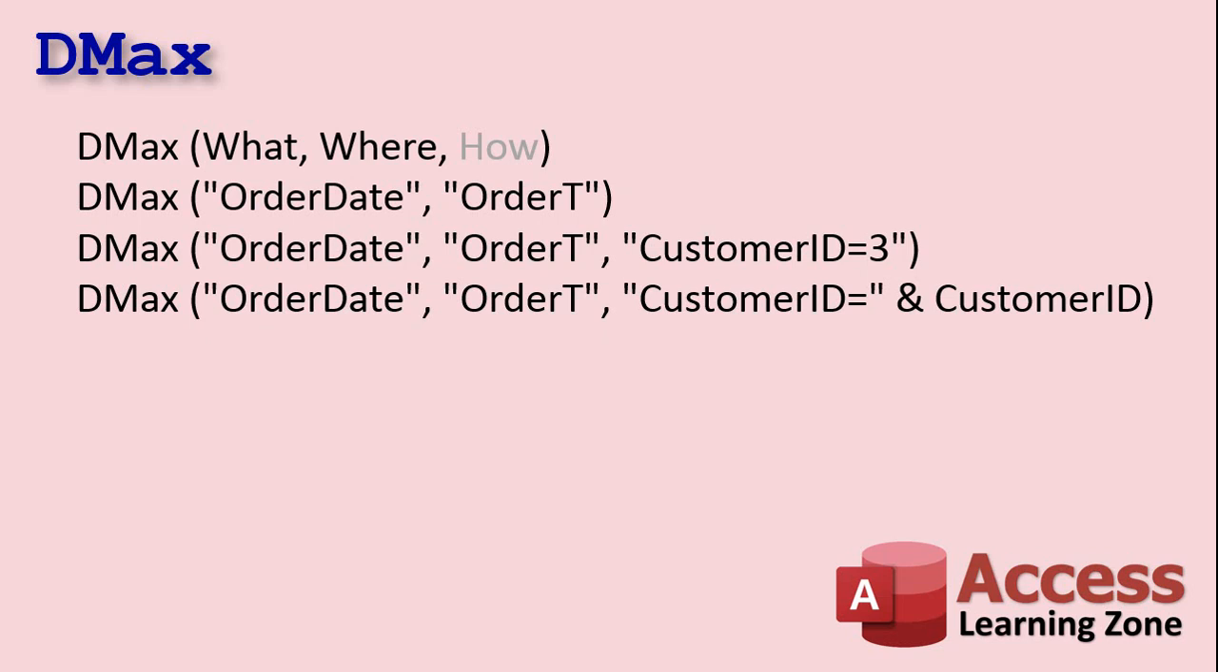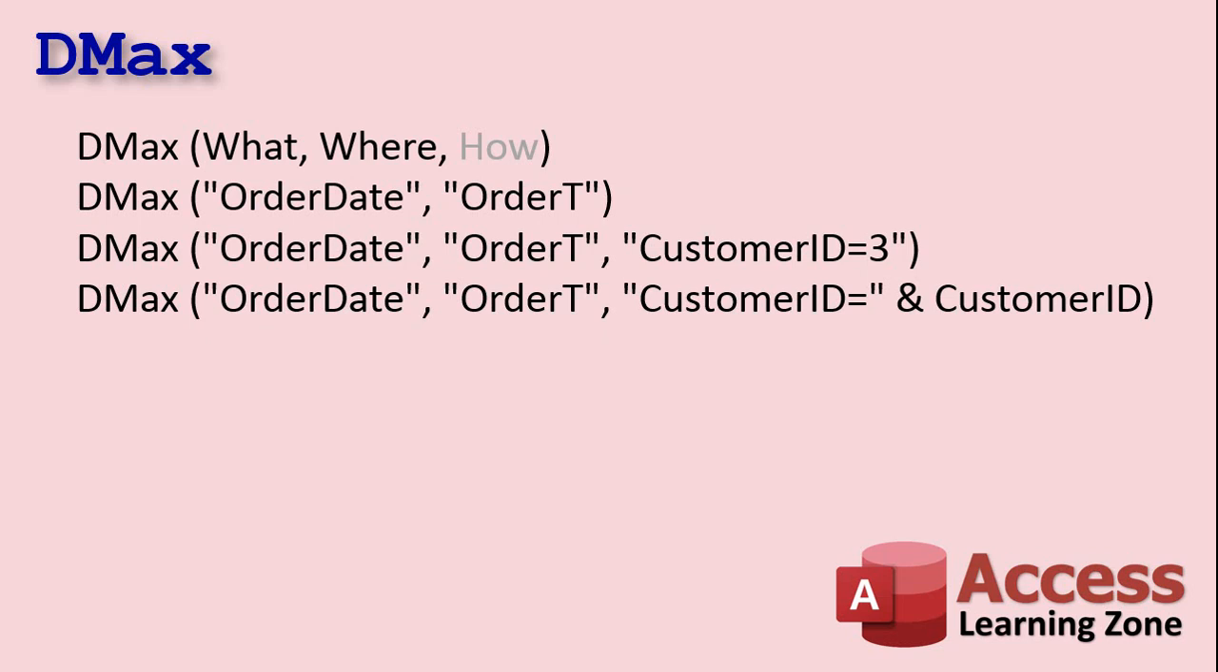So that customer ID there on the very end gets treated as a field name. And if you're working with a form or even in a query result, it'll say, go get the current customer ID and put it here. That little ampersand is for string concatenation. It puts two strings together. If you've never done concatenation before, go look in the links section down below the video and watch my concatenation video. So that's what we're going to use right there, that last one, in order to get the largest order date from the order table where the customer ID equals the currently open customer.